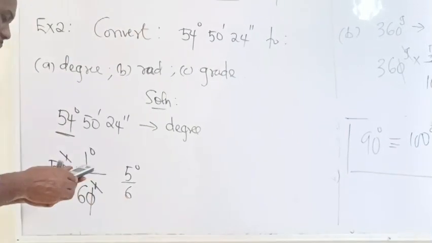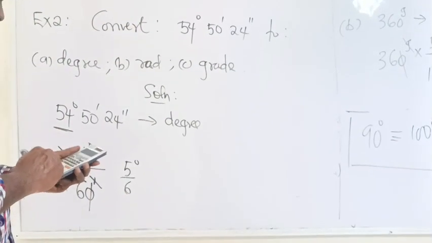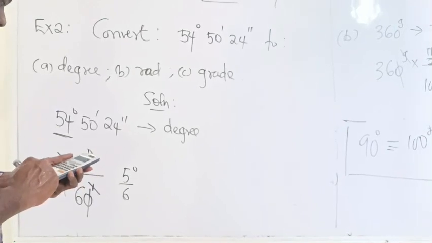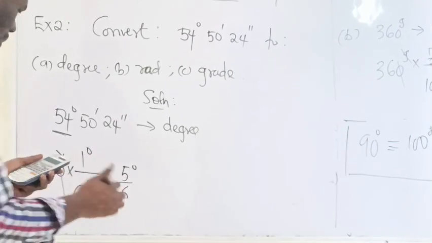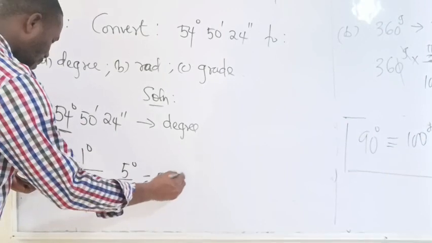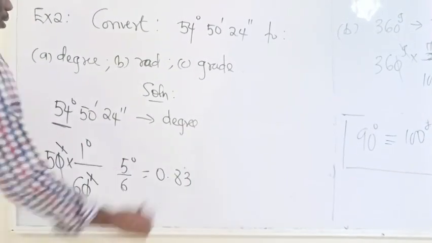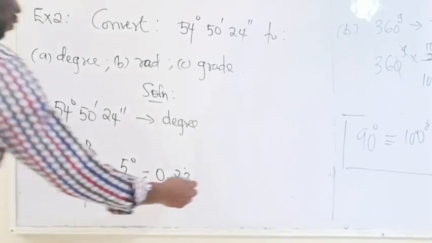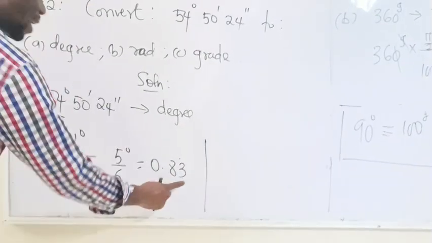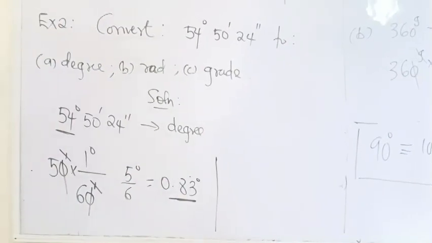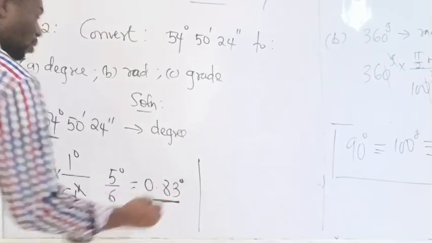And when I punch 5 over 6 to get its equivalent in decimal, this turns out to be 0.83, with the 3 repeating. This is the first part, which I will add later, because this is in degrees.